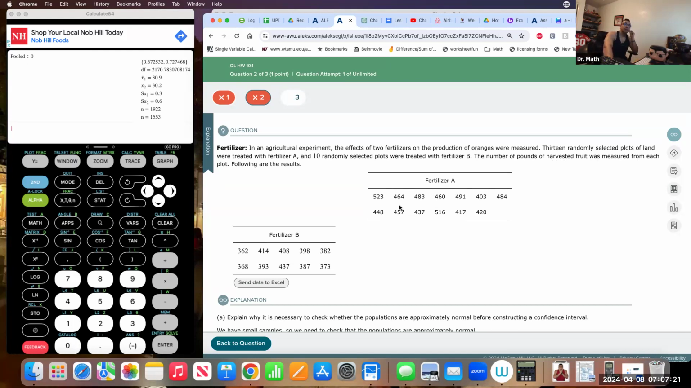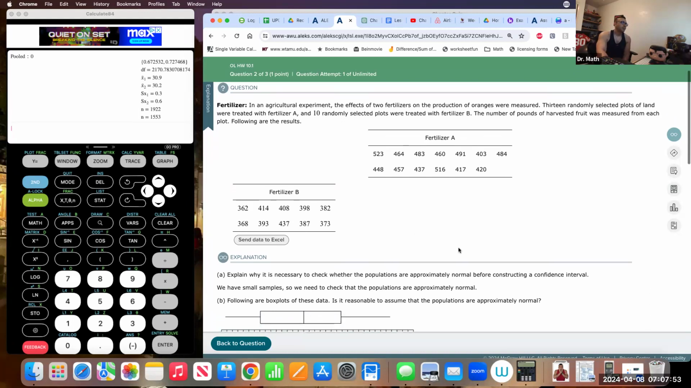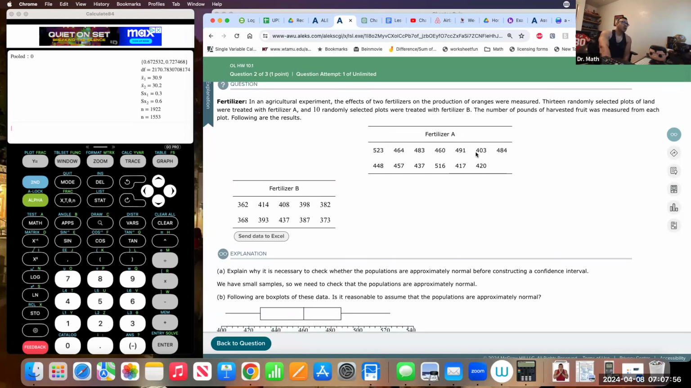All right, so each of these numbers represents pounds of fruit, in this case oranges, and they're measured. What we're going to do is put one of these in list 1, one of these in list 2. But as we read the questions, make sure you read them carefully so you know which one to put in list 1 and list 2. It really doesn't matter which list, as long as when you're using the calculator function, you put things in their appropriate place. So I'll talk about that right now. All right, so we want to make some checks first.